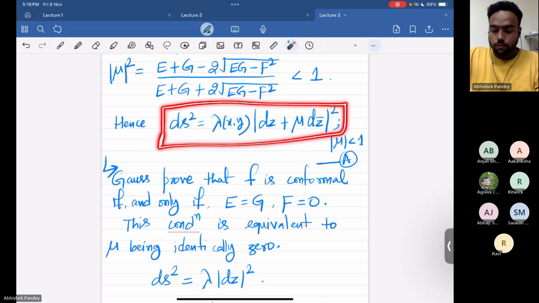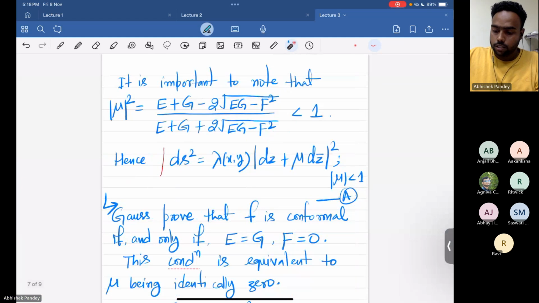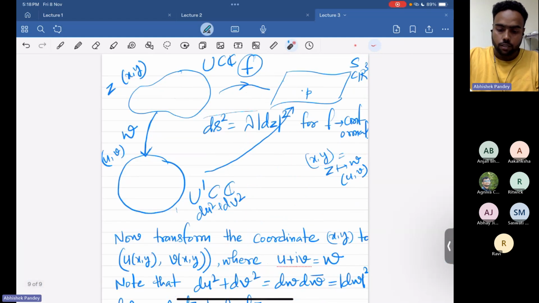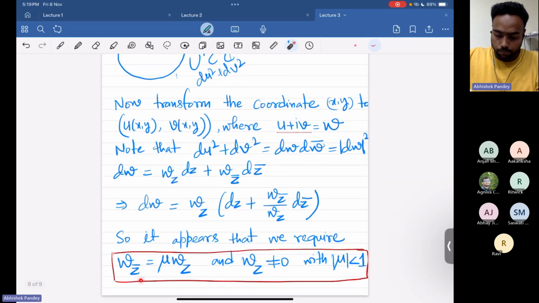Now we want to transform this z coordinate to this u comma v coordinate, so that this w should satisfy this one. Is it clear that if w satisfies this Beltrami equation, then that w coordinate will be an isothermal coordinate? Is it clear?